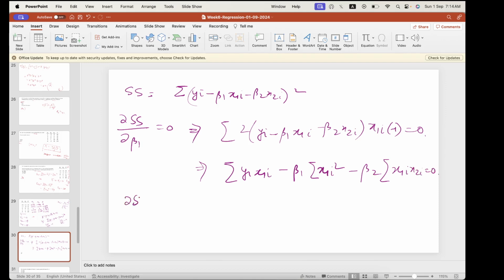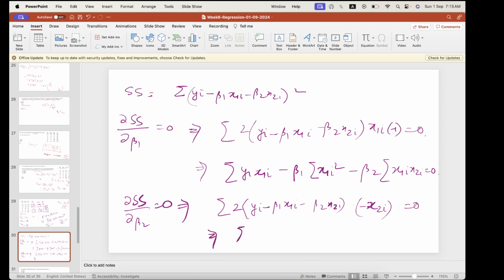Okay, and del SS by del beta 2 equal to 0 implies summation 2 yi minus beta 1 x1i minus beta 2 x2i into minus x2i equal to 0, which implies summation yi x2i minus beta 1 summation x1i x2i minus beta 2 summation x2i square equal to 0.